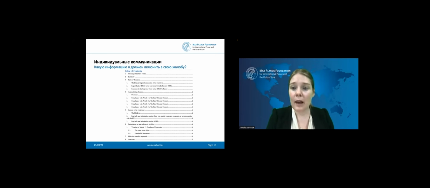So to discuss what information goes in a complaint, I've put an example here of a contents page of a complaint to the Human Rights Committee against the Maldives. And this alleged that the Maldives had violated the right to freedom of expression. So the people who filed this complaint were human rights commissioners in the Maldives, and they were prosecuted by their Supreme Court on charges of treason for submitting data to the United Nations about the lack of independence of the judiciary. So this was their complaint.